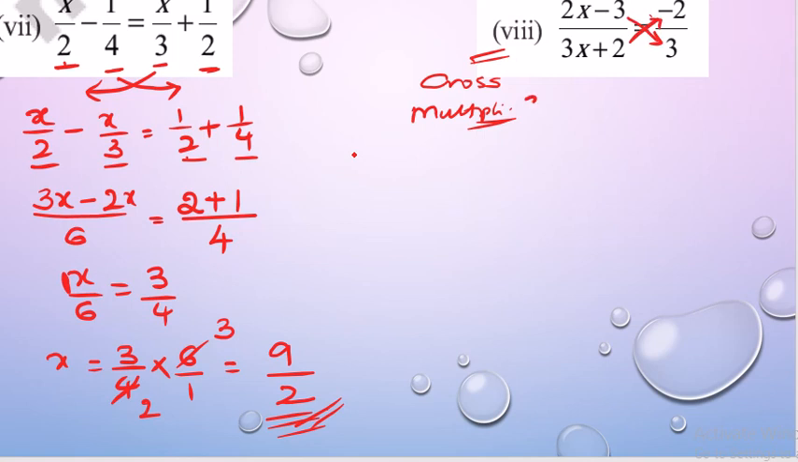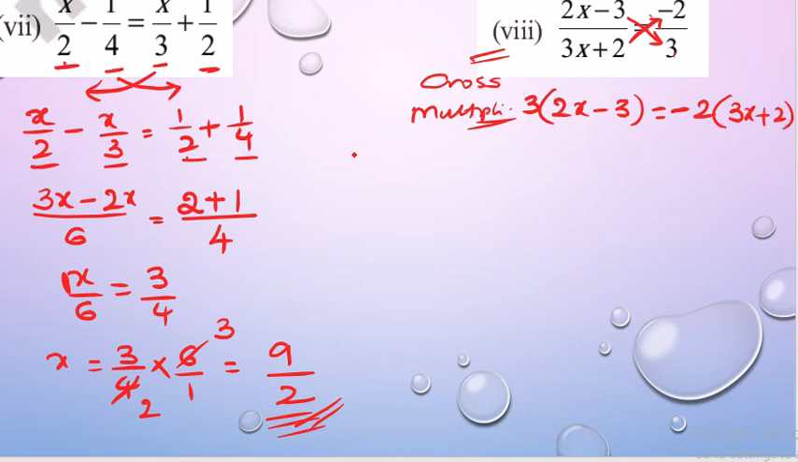So cross multiplication means, directly, this 3 will be multiplied with the numerator. If you have one fraction on the left hand side and one fraction on the right hand side, then you can directly apply cross multiplication. The numerator of the left hand side is multiplied with the denominator of the right hand side, and the denominator of the left hand side is multiplied with the numerator of the right hand side. So that means I am going to get 3 into 2x minus 3 is equal to minus 2 into 3x plus 2.